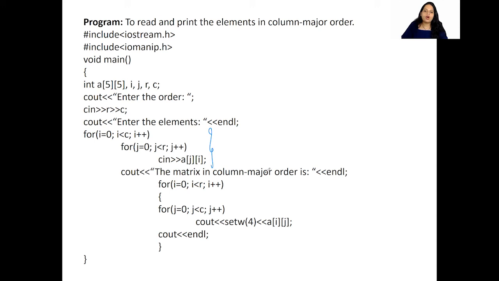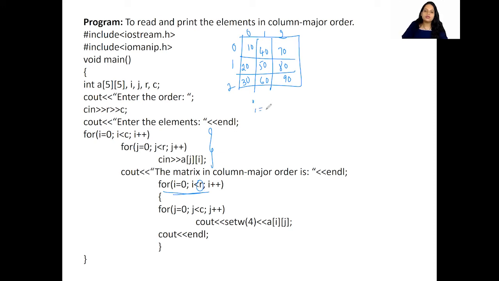So now we enter the values. The matrix in column major order is, now we are going to print out, okay? We are going to output the values of the matrix. So how was the matrix? Matrix or two-dimensional array. So I said 10, 20, 30, 40, 50, 60, 70, 80, 90, isn't it? This was 0th, 1st, 2nd, 0th, 1st, 2nd. Now see here, again we are going to use the for loop, but here in the first case it is going to be row.